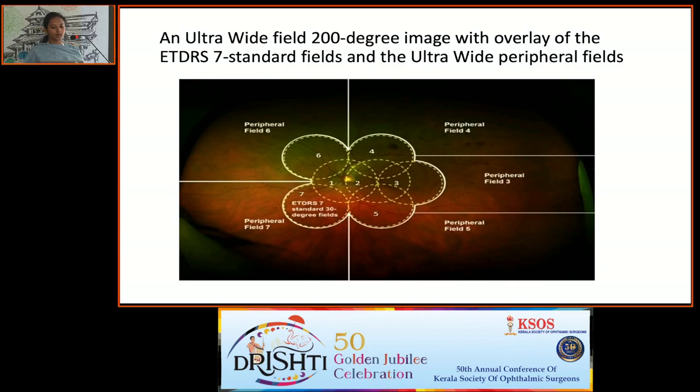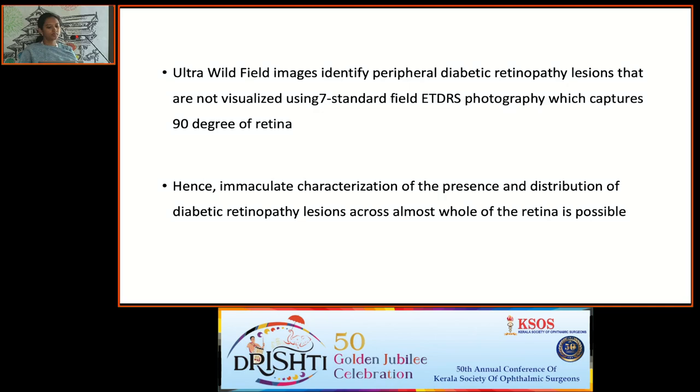This is a picture showing an ultra wide field 200 degree image, which is an overlay of the ETDRS-7 standard field and the peripheral field. Here we can see the ETDRS-7 standard field, and outside the ETDRS is called the peripheral field, from 4 to 6, involving five fields. So the ultra wide field images identify the peripheral diabetic retinopathy lesions that are not visualized using the 7 standard ETDRS photographs, which only capture 90 degrees of the retina. Hence, characterization of the presence and distribution of diabetic retinopathy lesions across almost all of the retina is possible.